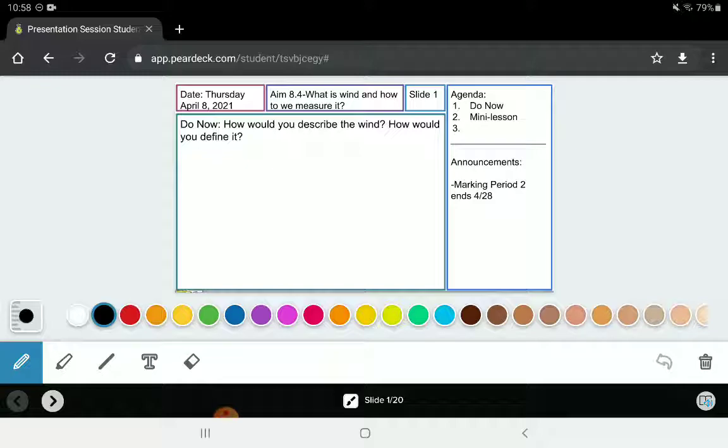These are your notes for 8.4. What is wind and how do we measure it? So, for you to do now, you're going to describe the wind. How are you going to define the wind?